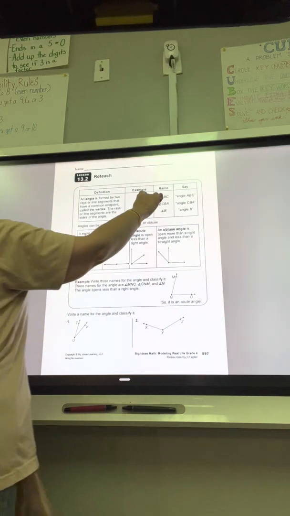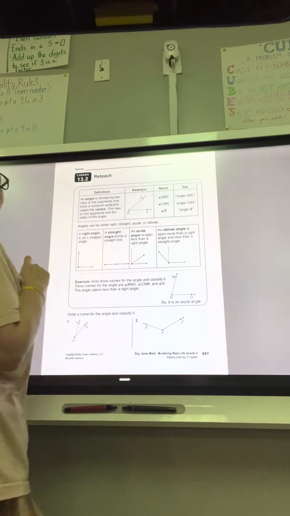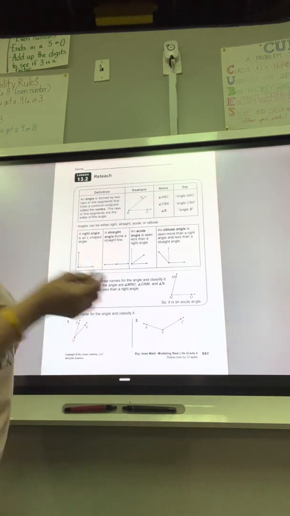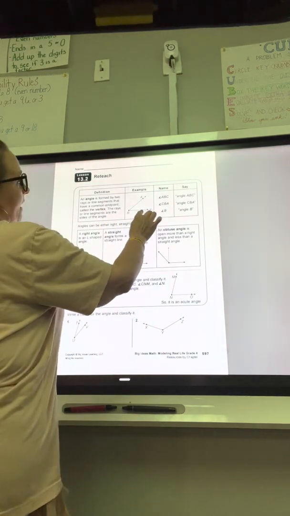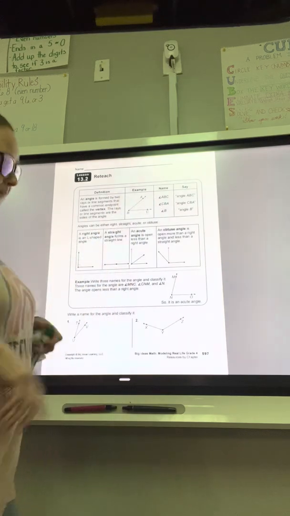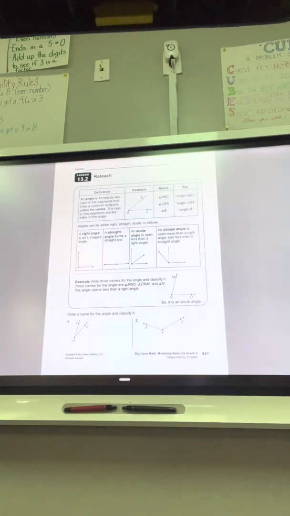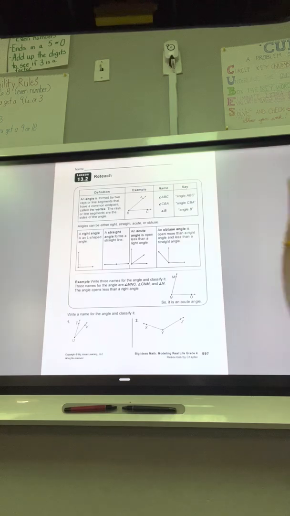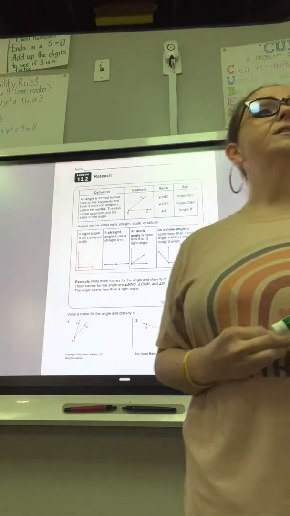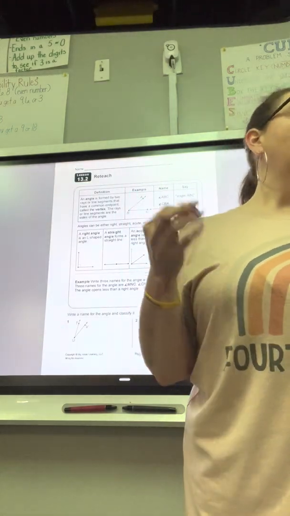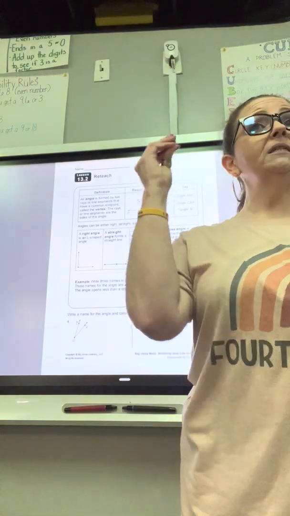So here I have angle ABC, or I could call this angle CBA, or I could just call it angle B, because the most important part of the angle is the vertex, the common endpoint.